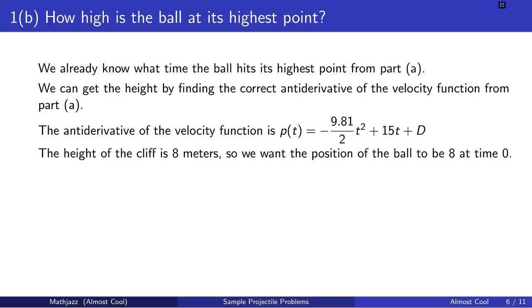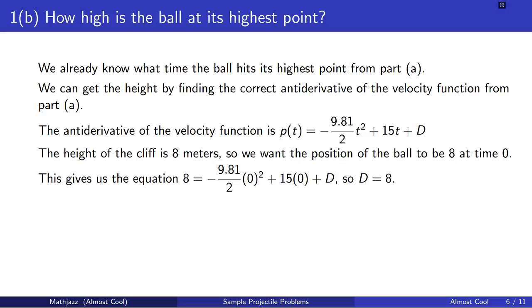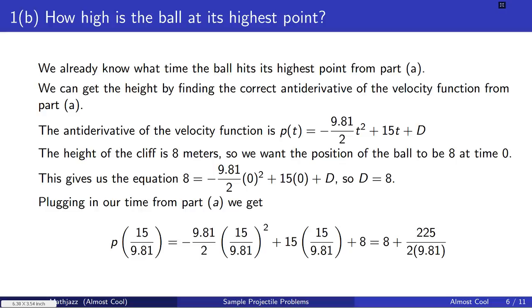The height of the cliff is 8 meters, so we want the position of the ball at time 0 to be 8 meters, which means that we want p of 0 to be 8. So we set 8 equal to p of 0, which is d, so d equals 8. Plugging in our time from part A, we get p of 15 over 9.81 is 8 plus 225 over 2 times 9.81.